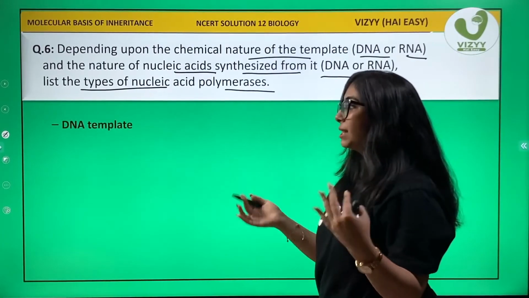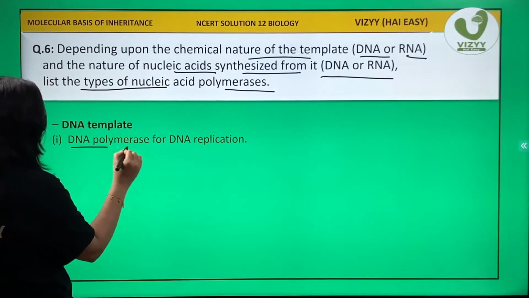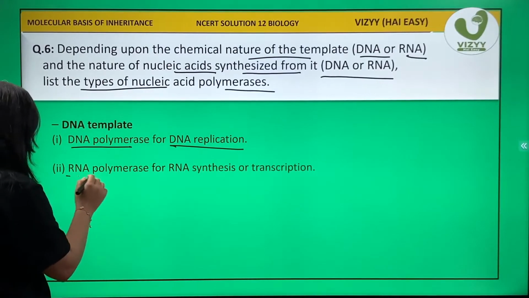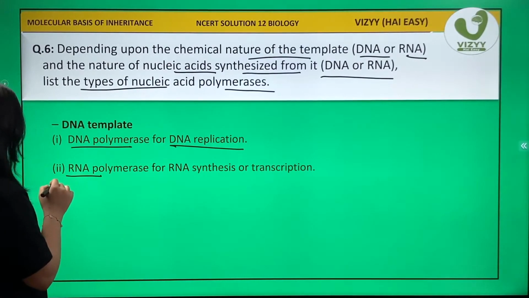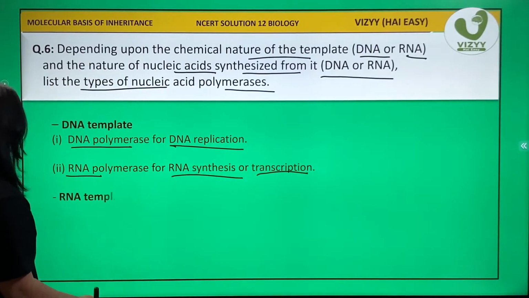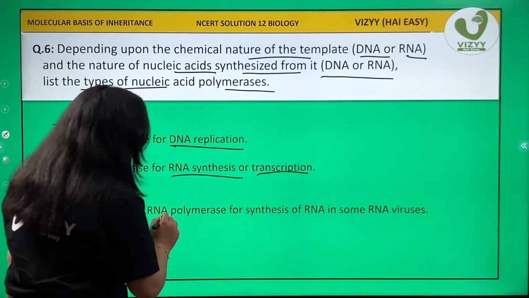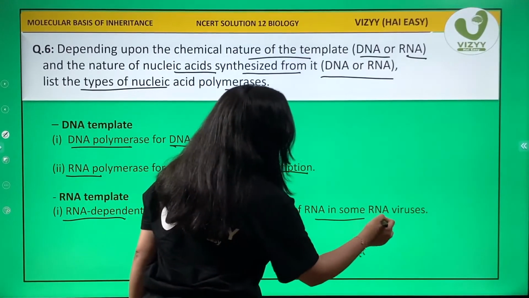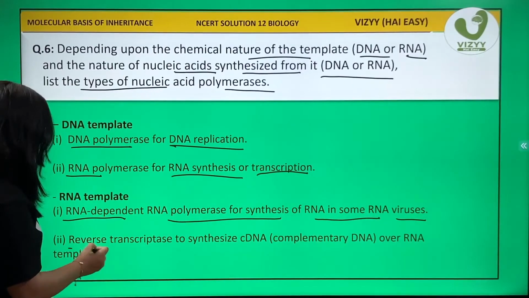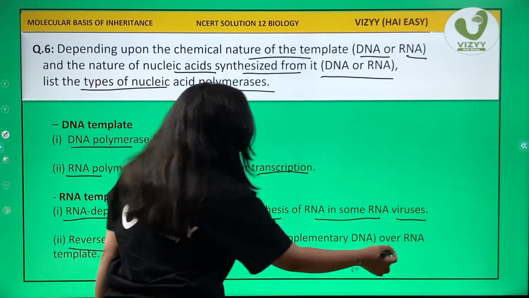So let's start with DNA template. In DNA template we have got DNA polymerase for DNA replication, and in RNA we add RNA polymerase for RNA synthesis or transcription. Then in RNA template we have got RNA dependent RNA polymerases for synthesis of RNA in some RNA viruses. And lastly we have got reverse transcriptase to synthesize the cDNA, that is complementary DNA, over RNA template.